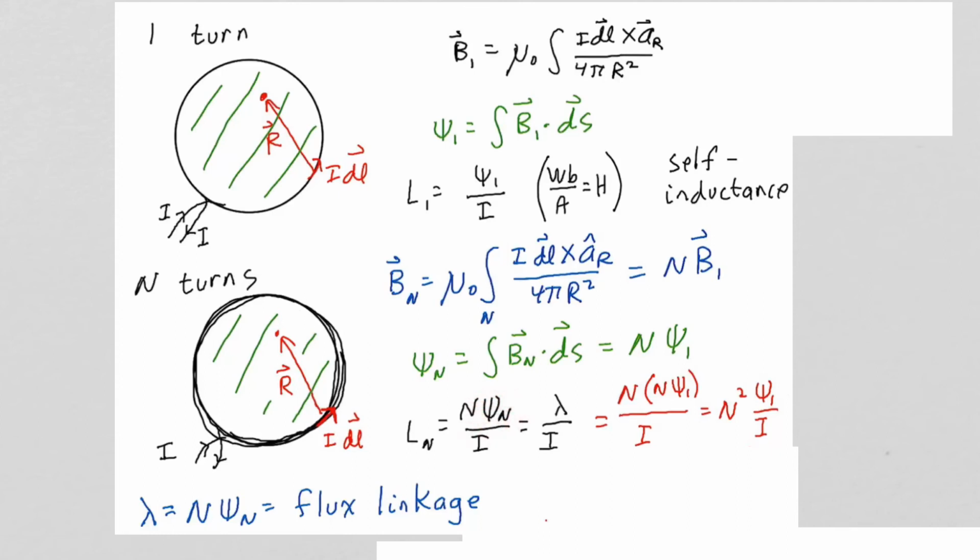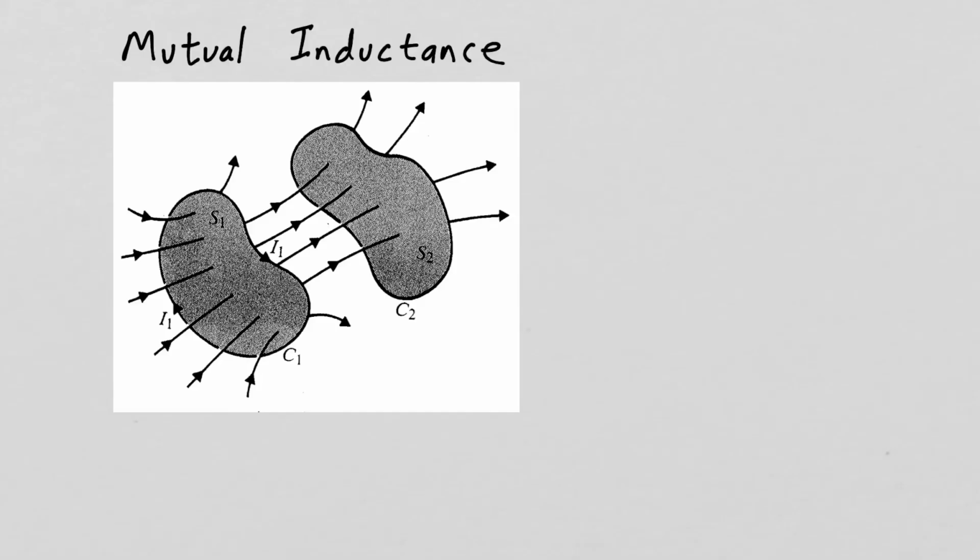Substituting for psi sub n, n times psi sub 1, we get the inductance of our n-turn coil is n squared times psi sub 1 over I, which is the inductance of our one-turn coil. If we had a one-turn coil and its inductance was 1 Henry, if we then made a 10-turn coil, the inductance would not go up to 10 Henries, but it would go up to 100 Henries. Before looking at some examples of calculating inductance of various structures, let's introduce the concept of mutual inductance.